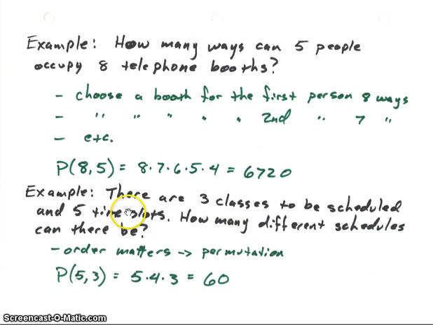Now in the next example, we've got 3 classes that we want to schedule, and we've got 5 time slots during the day that we can put them in. How many different schedules can there be? Well, we know that the class times are important, and if we arrange them in the same slots but in a different order, that matters. So in this case, order matters. Therefore we're dealing with permutations, and we're picking 3 different time slots for each of those 3 classes from the 5 different time slots that are possible. So we've got a permutation of choosing 3 from 5, and that'll just be 5 times 4 times 3, which gives us 60.